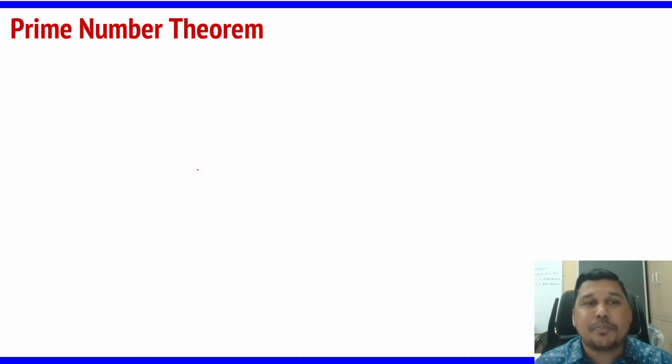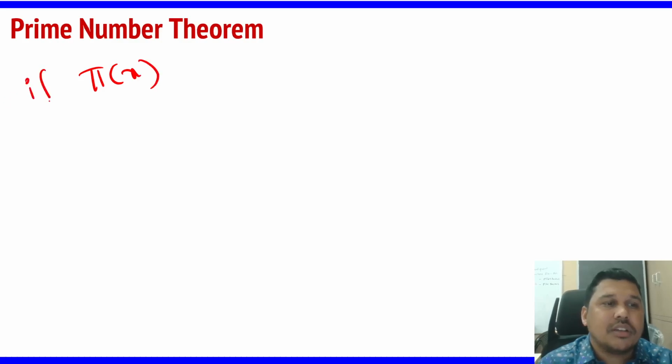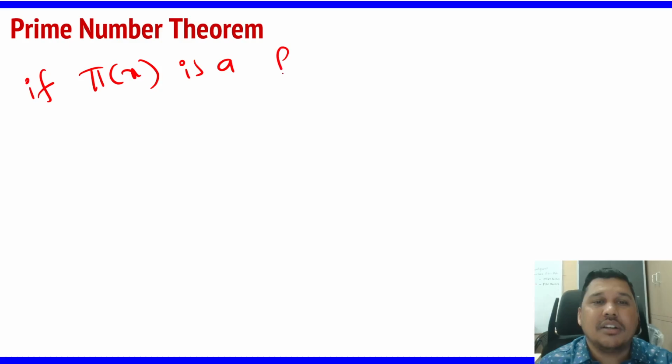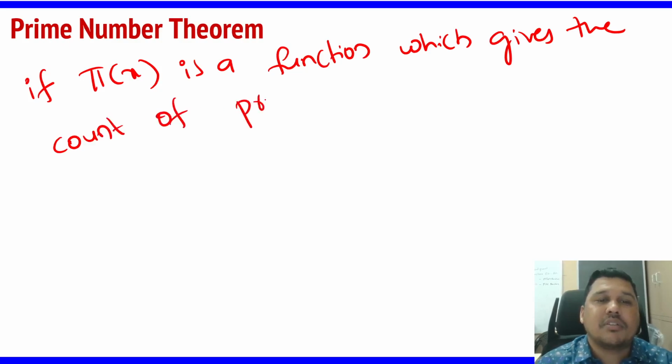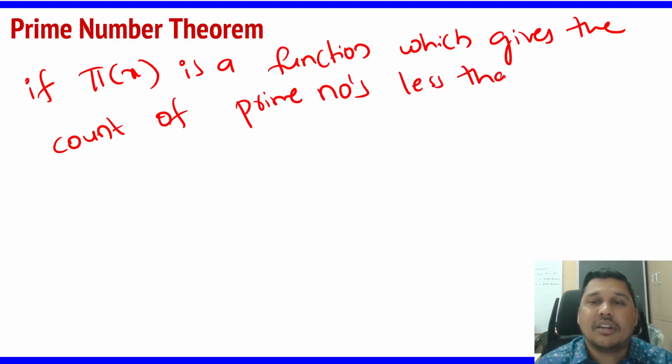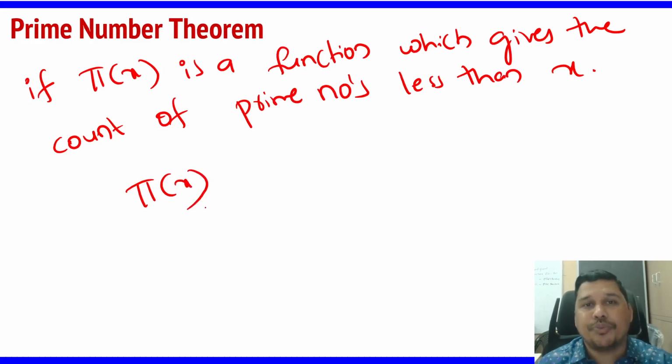The first one is the prime number theorem. The first important principle here is the prime number theorem. If pi of x is a function which gives the count of prime numbers less than x. Okay, pi of x is a prime counting function, assume, right?